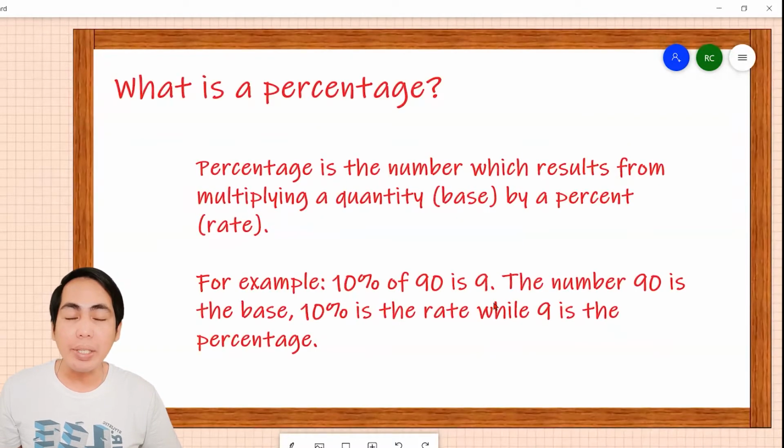What is a percentage? Percentage is the number which results from multiplying a quantity, which is the base, by a percent, which is the rate. For example, 10% of 90 is 9. The number 90 is the base, 10% is the rate, while 9 is the percentage.